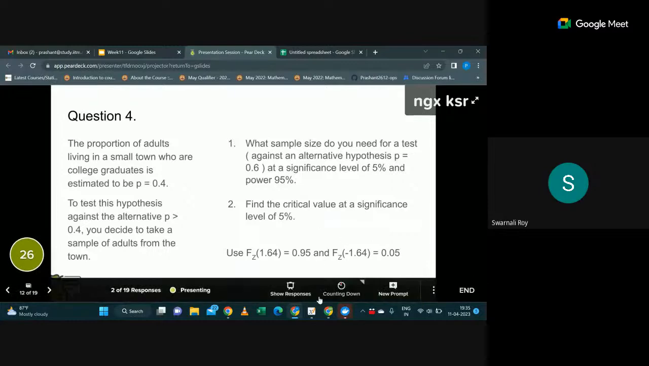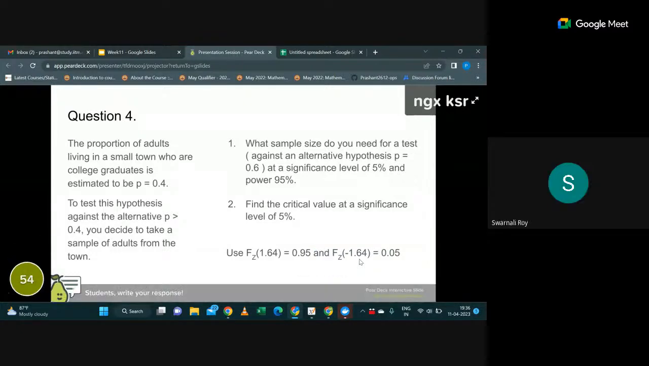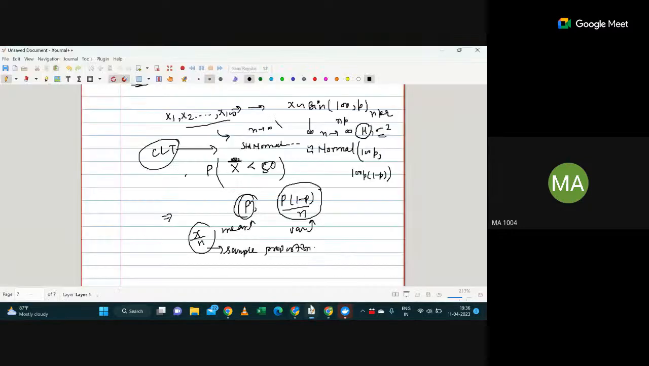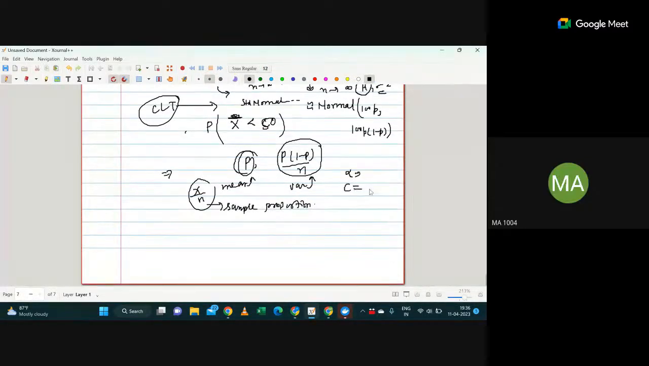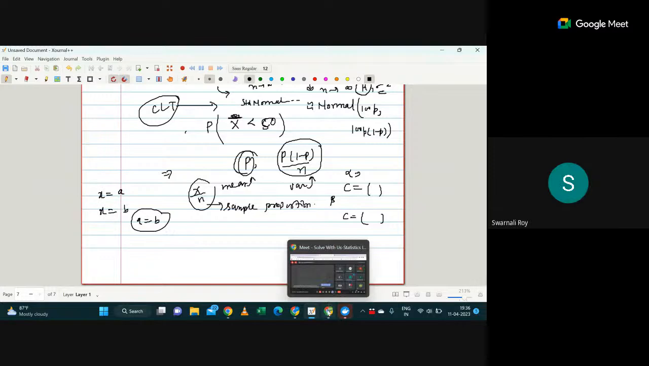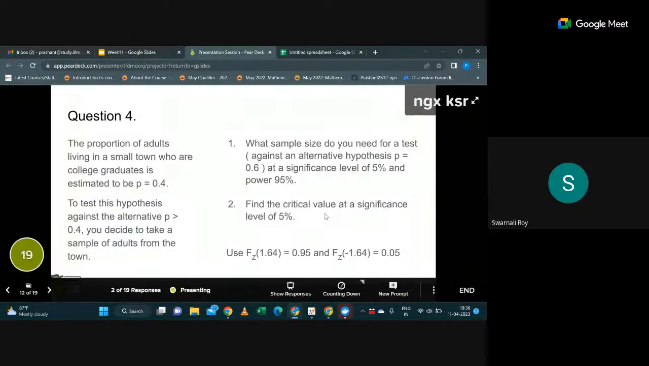Sir, I'm stuck. I have got two equations but there are two variables, C and N. You got something like C equal to something for alpha and C equal to something for beta, right? But in that equation N is also there. If you solve for alpha, you will get C equal to some quantity, and if you solve for beta, you will get C equal to something else, in terms of N. So suppose C is A and C is B, can I then equate both? Yes, that's why I said please equate both of these two. Okay, thank you.